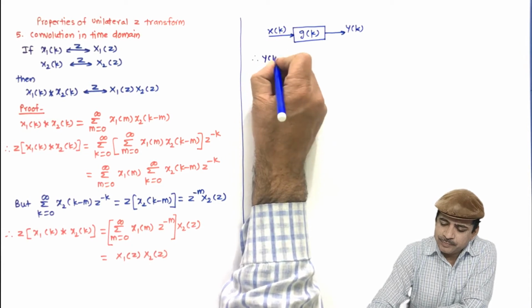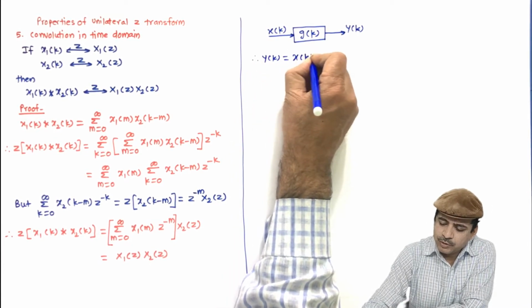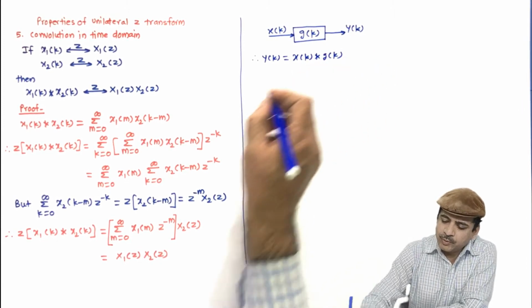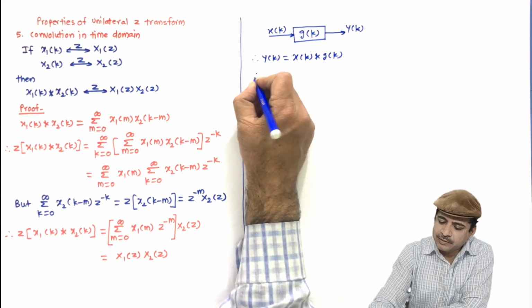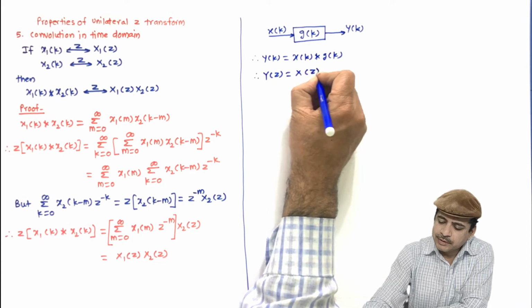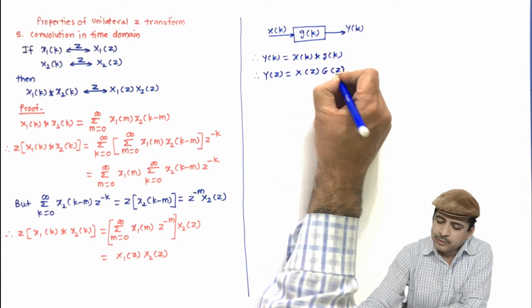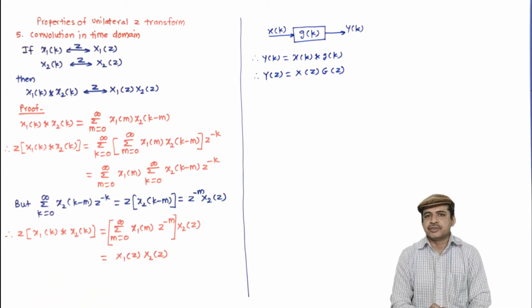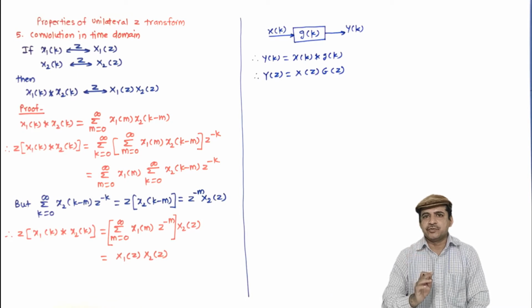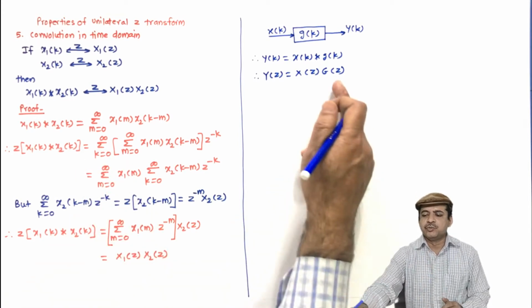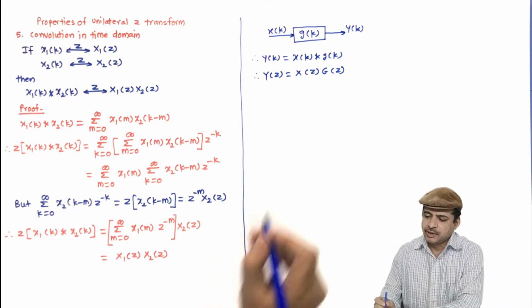So y of k is the convolution of x of k and g of k, and now taking the z transform, what do I get? So y of z is equal to x of z into g of z, where g of z is the pulse transfer function of the system. The concept of pulse transfer function will be covered in this course in the next lectures, after covering the entire z transform.